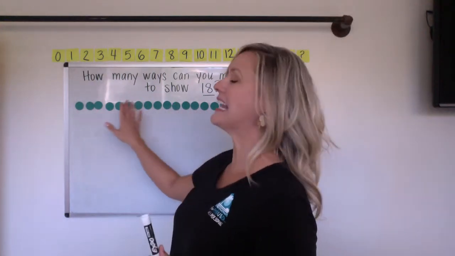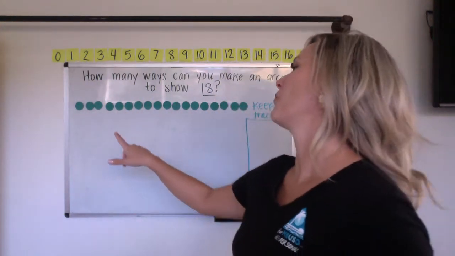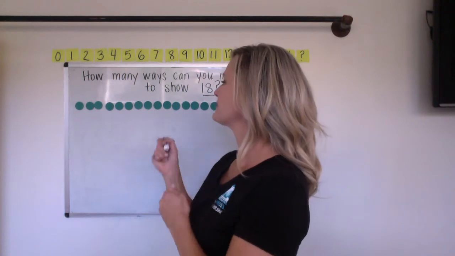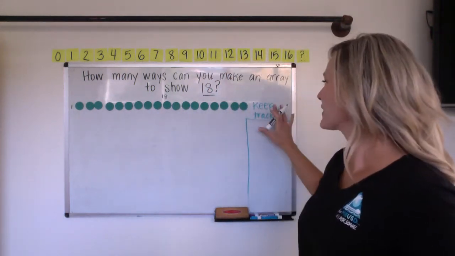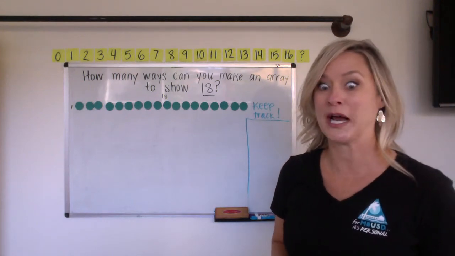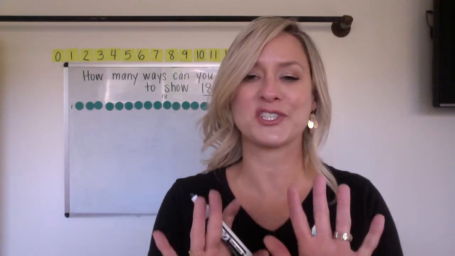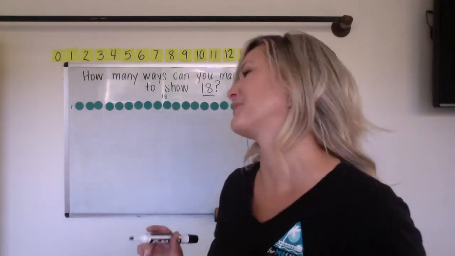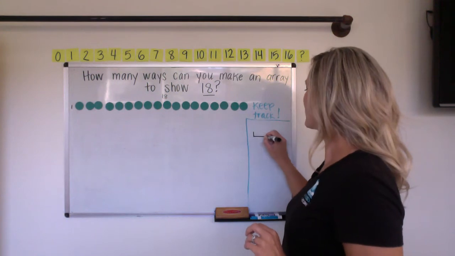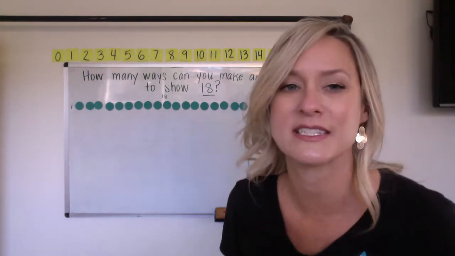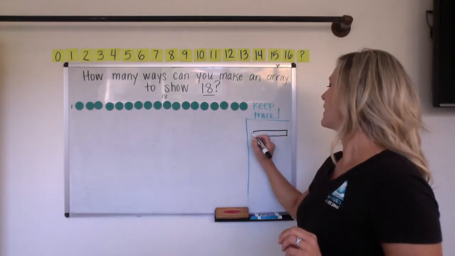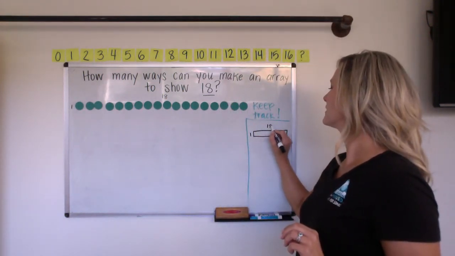All right, so the first thing that you might be thinking about is that this is already in an array, isn't it? It is a 1 by 18 array. Over here I have the words "keep track" because sometimes I will get lost if I don't keep track. So I want to make sure that we keep track of all the arrays that we find together. I'm going to draw a 1 by 18 unmarked array, so I'm not going to mark all the lines because that will be too long.